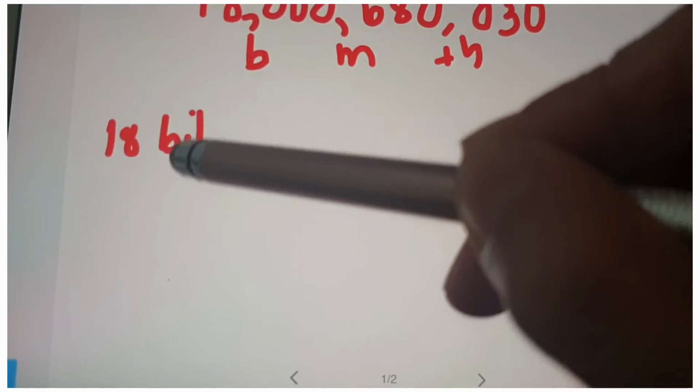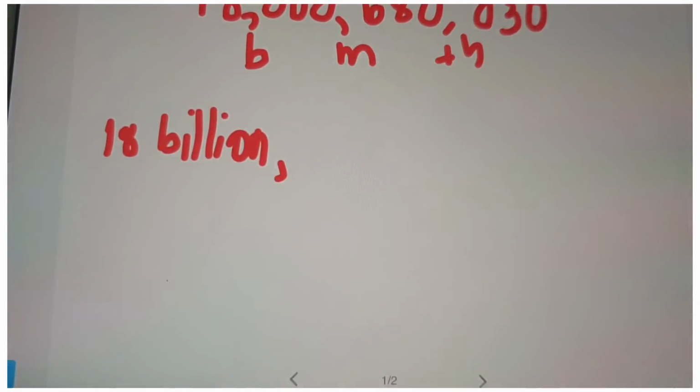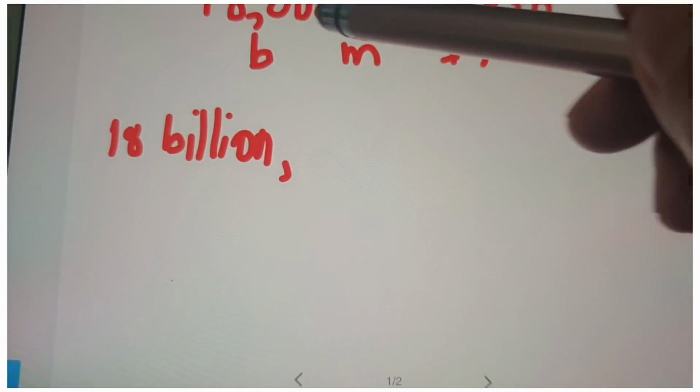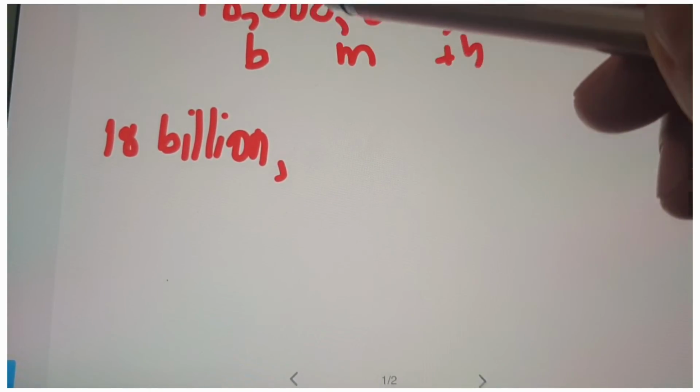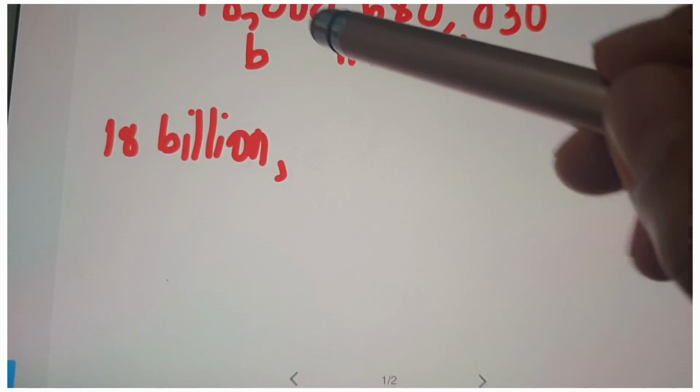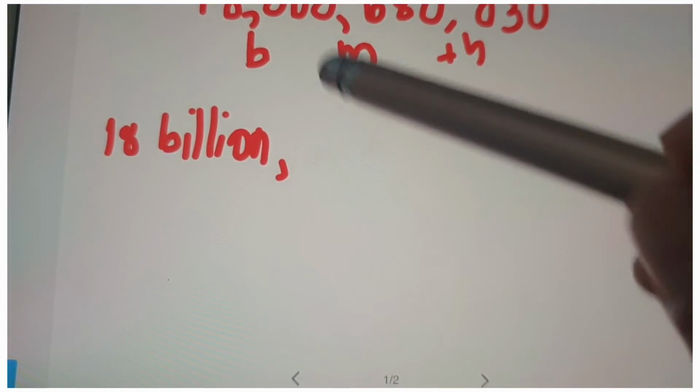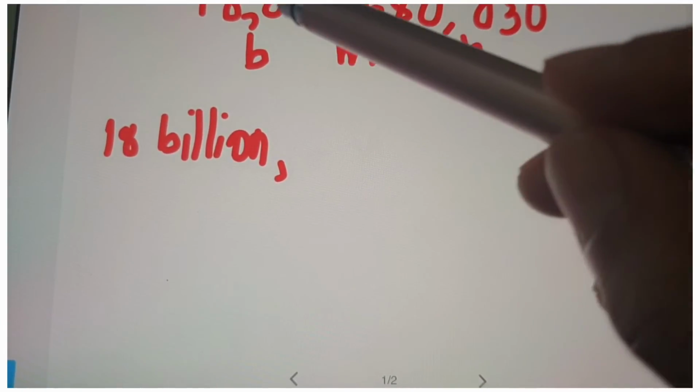Okay, let's try this number. The first comma is thousand, the second comma is million, and the third comma stands for billion. So let's try this number in short word form. So 18. Let's write 18, B as billion, 18 billion. And please don't forget the comma. So 18 billion, comma. Here we have 3 zeros, so we don't read this number. We're going to leave it. We don't have million because we only have 0. So 18 billion, no million.